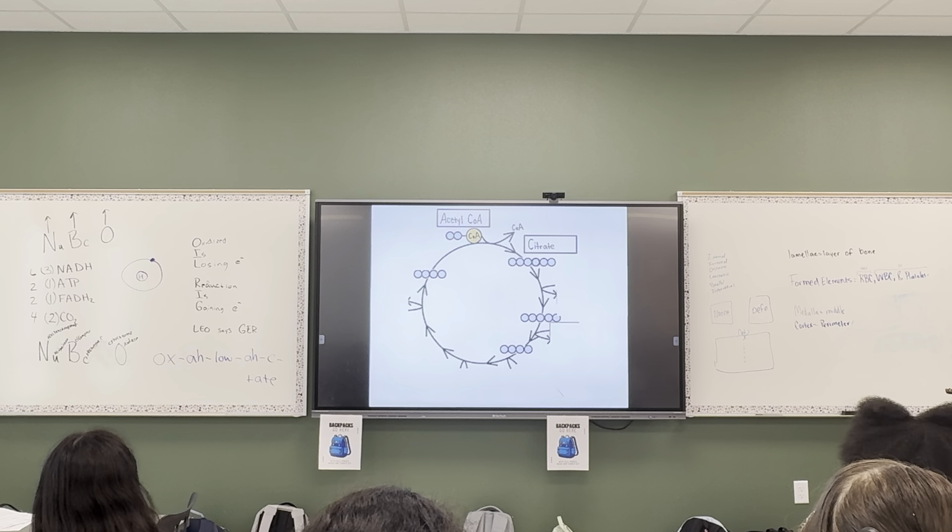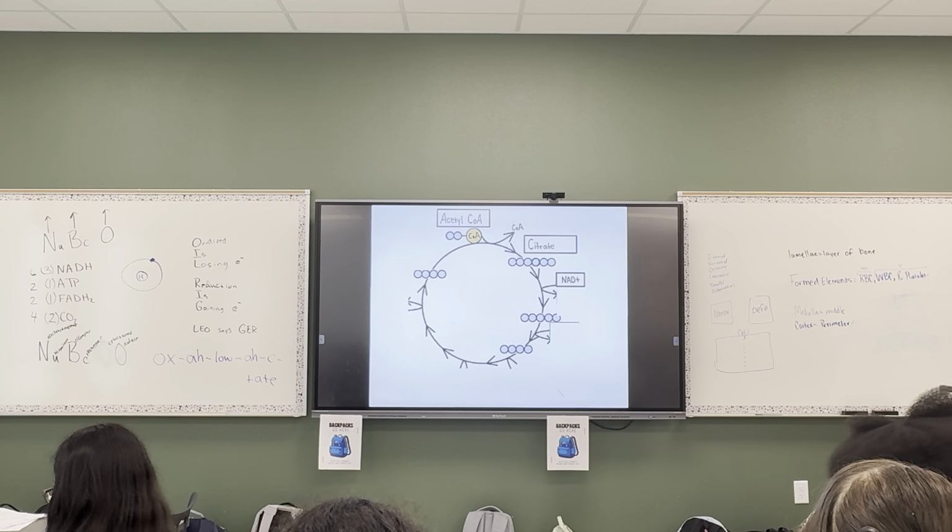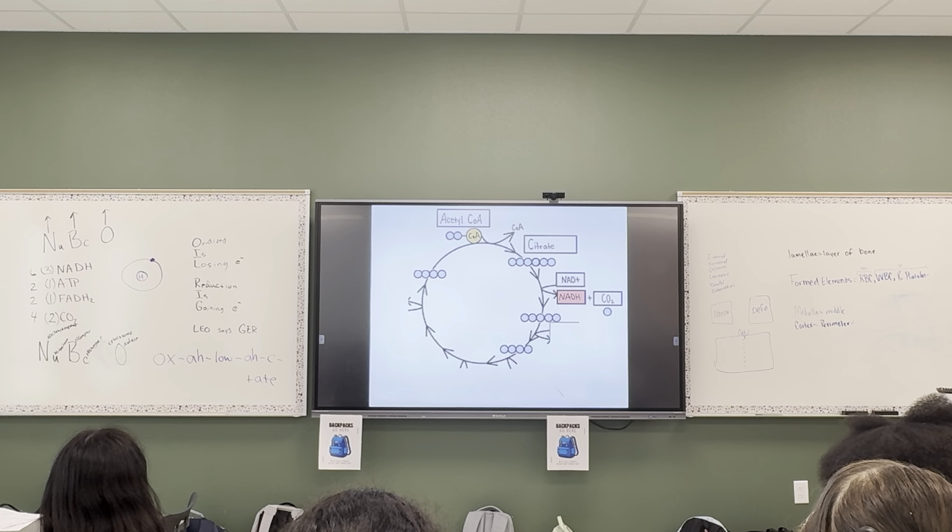Citrate, like citrus. Citrate is decarboxylated. Energy is released and stored in the form of NADH. Carbon dioxide we breathe out. That 5-carbon compound is decarboxylated again. A carbon is broken off, releasing CO2. Since we broke something, energy is released and stored as NADH.